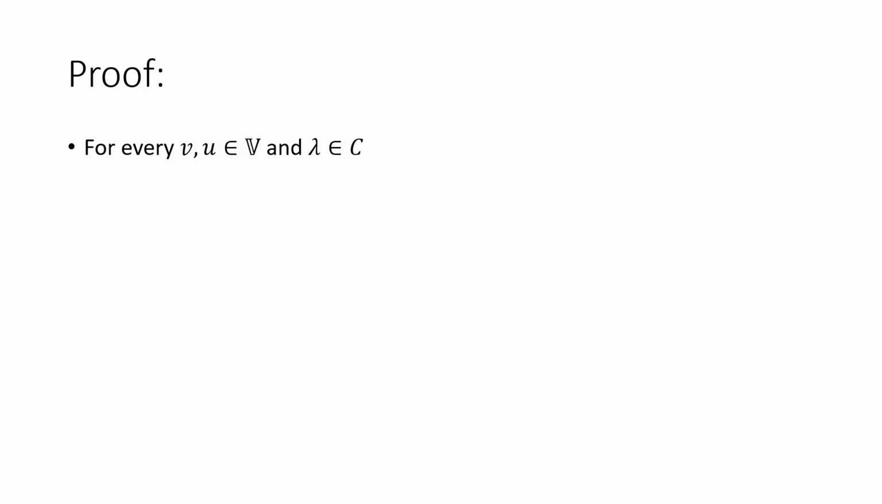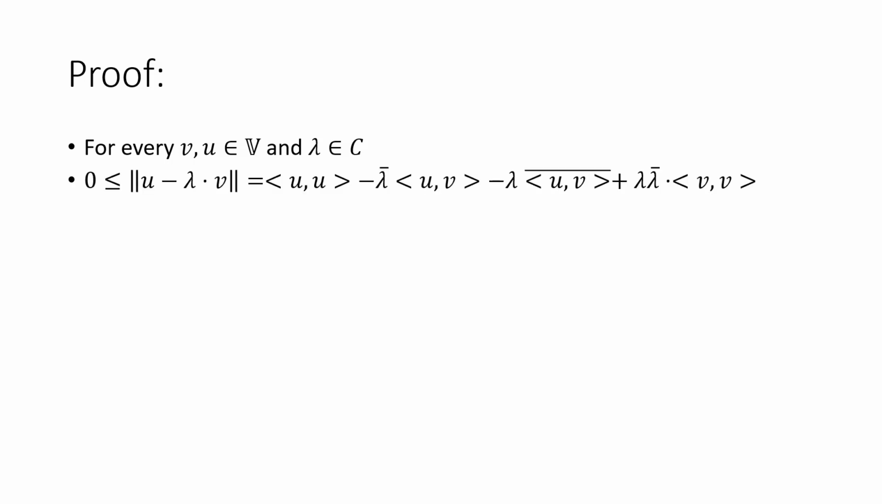For every u and v in V and lambda in C, C is the complex plane, the norm of u minus lambda v is always larger or equal to 0, because the norm of every vector is non-negative. By opening that up using the definition of the induced norm, we get the inner product of u with u minus lambda conjugate multiplied by the inner product of u with v minus lambda multiplied by the inner product of u and v conjugate plus lambda conjugate multiplied by the inner product of v with v.